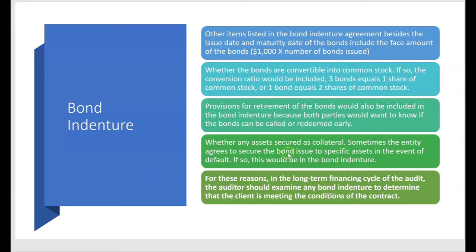What else might be in the bond indenture? Whether any assets of the client are secured as collateral for the bond. Sometimes the entity agrees to secure the bond issue to specific assets in the event of default. If so, this would be in the bond indenture. So for these reasons, in the long-term financing cycle of the audit, the auditor should examine any bond indenture to determine that the client is meeting these conditions of the contract.